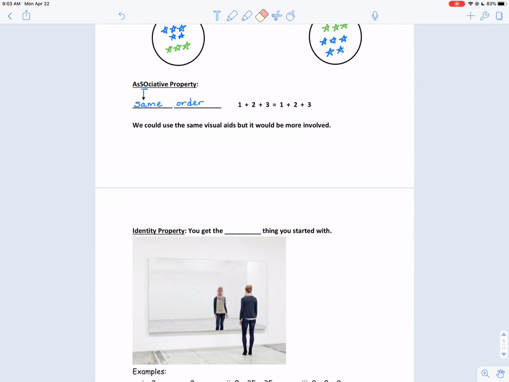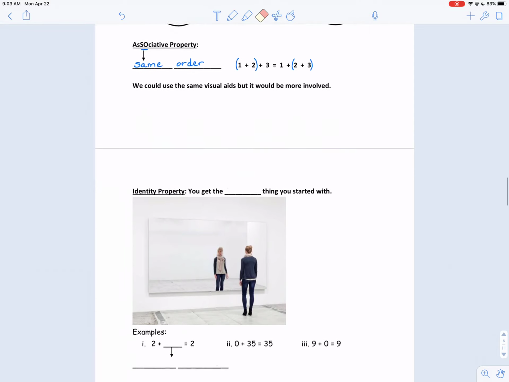Now the associative property means the same order. See the SO in associative? So the numbers are going to be in the same order, but we're going to have parentheses. So 1 plus 2 is 3, and 3 plus 3 is 6. Or on the other side, you have 1 plus 5, which also is going to give you 6. So that's the associative property.